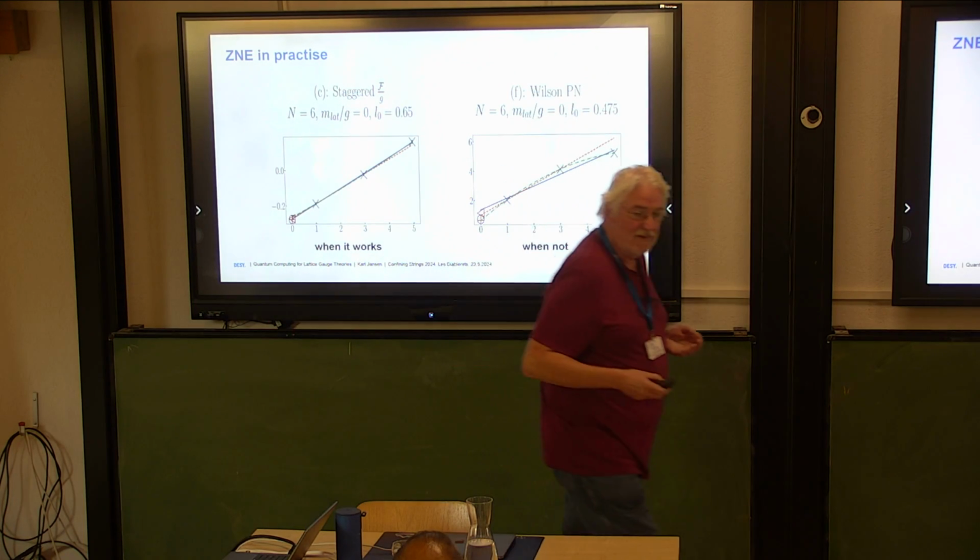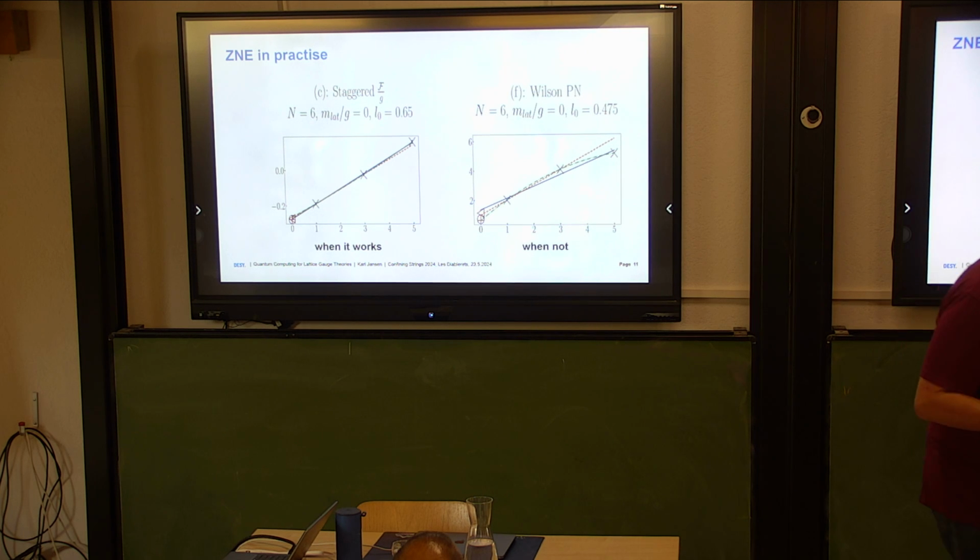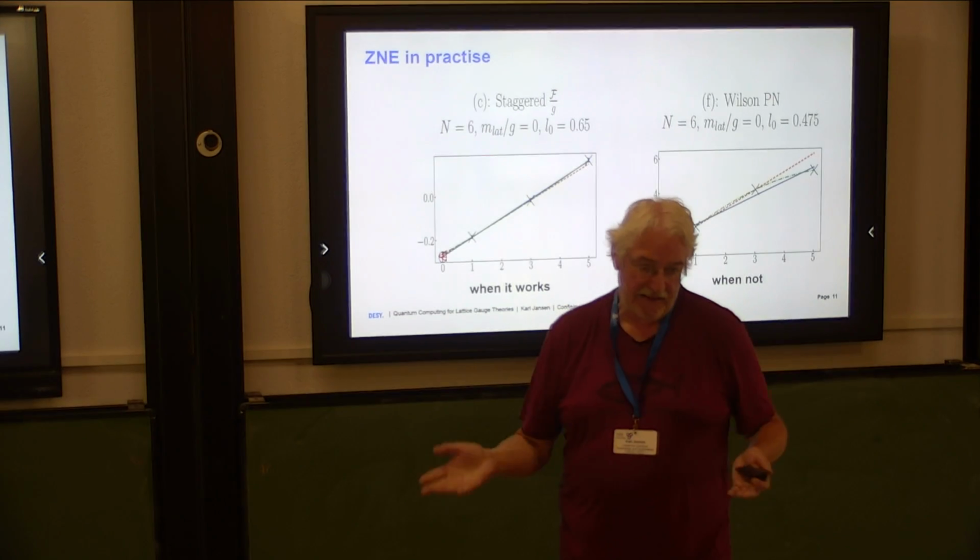Is it clear that it's even monotonic? Like, couldn't you sometimes undershoot the expectation value, sometimes overshoot? You do. Especially if you put too much noise, then the value becomes erratic, and you do not know. So you have to find an interval where it makes sense to extrapolate.